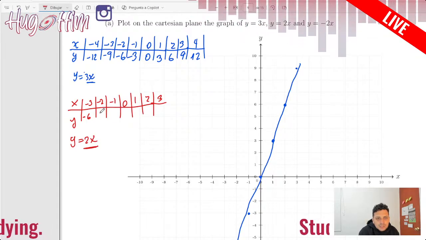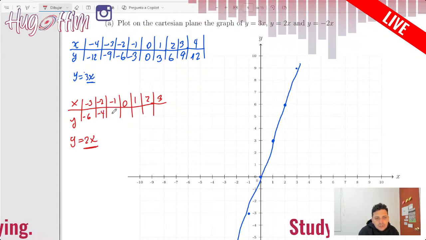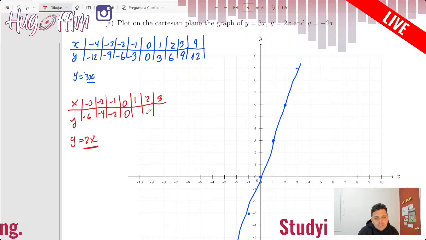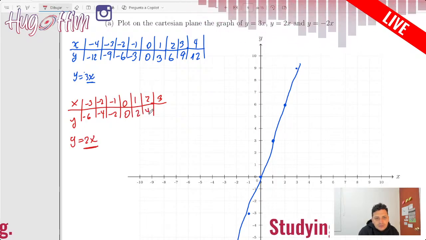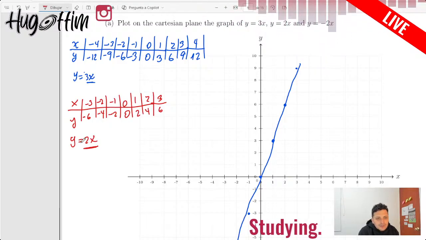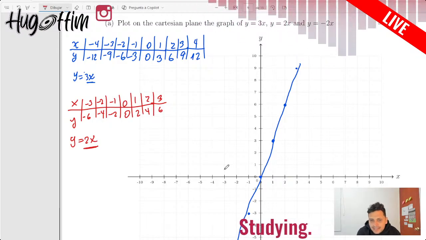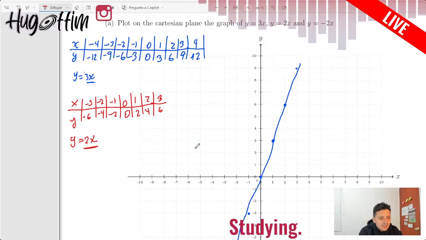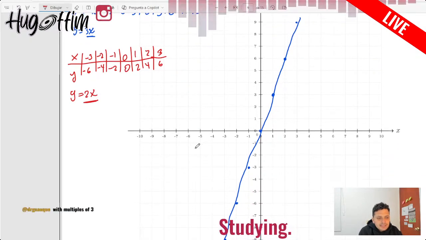-3 times 2 is -6. -2 times 2 is -4. -1 times 2 is -2. 0 times 2 is 0. And here 2, 4, and 6. Right? 1 times 2, 2. 2 times 2, 4. 3 times 2, 6. The multiplication table of 6.